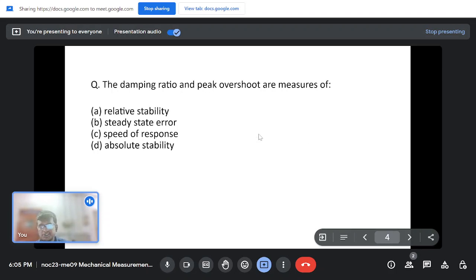Moving on to the next question, we have the damping ratio and peak overshoot are a measure of. We need to identify what the damping ratio and peak overshoot signify out of these four. The options are A, relative stability; B, steady state error; C, speed of response; D, absolute stability.